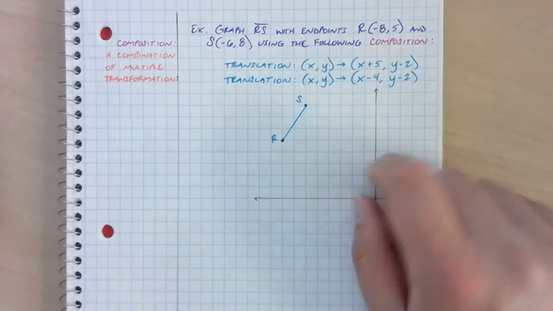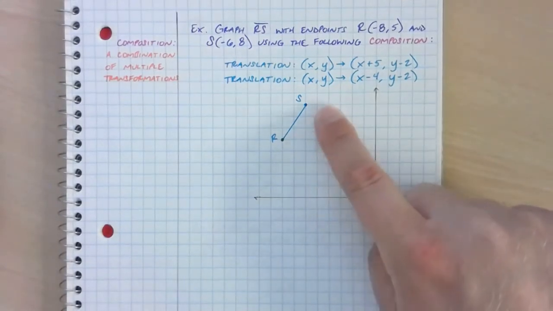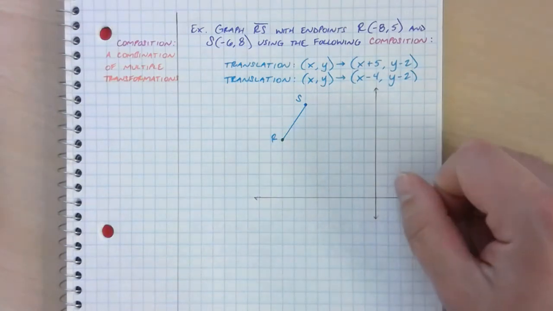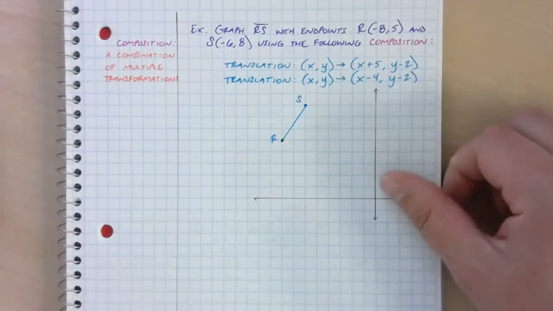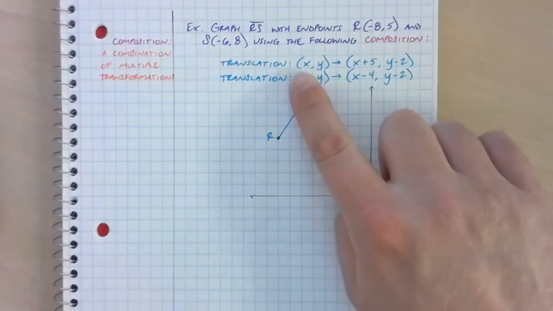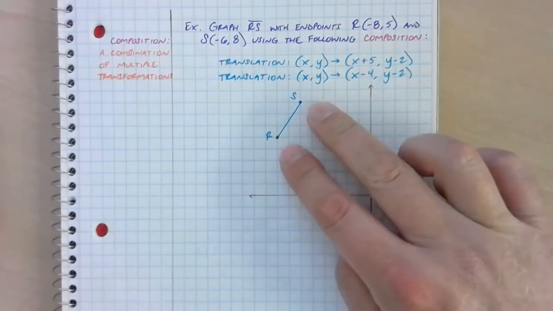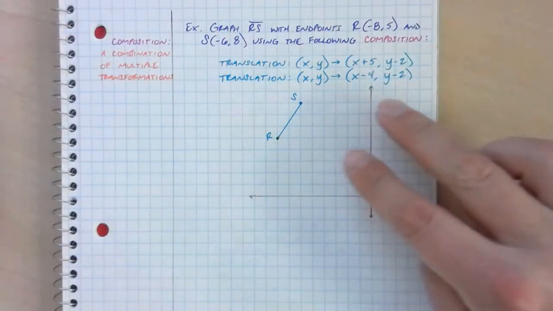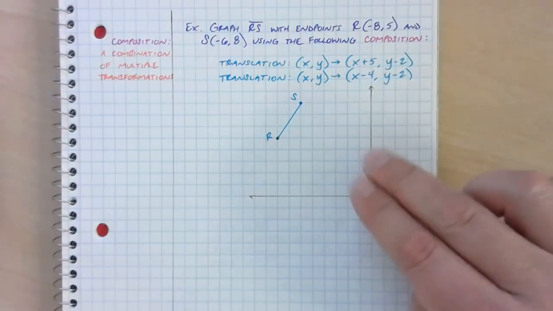But we're basically tasked here with moving this original object, a segment, RS, and we're going to move it using this composition. The trickiest thing with these problems is just to make sure that you understand that after I do this first translation, this object is going to move somewhere else. So it's going to move to the right 5 and down 2. So it's going to move this direction here. It should end up somewhere over here.